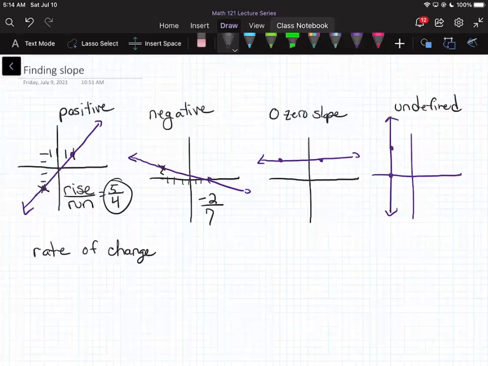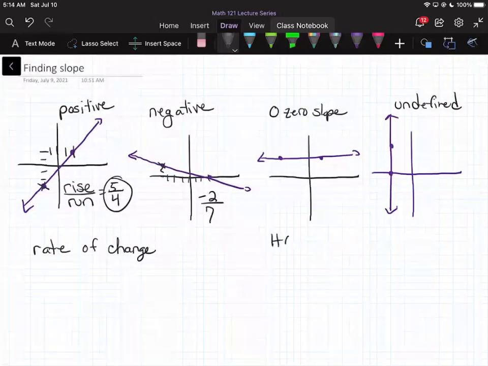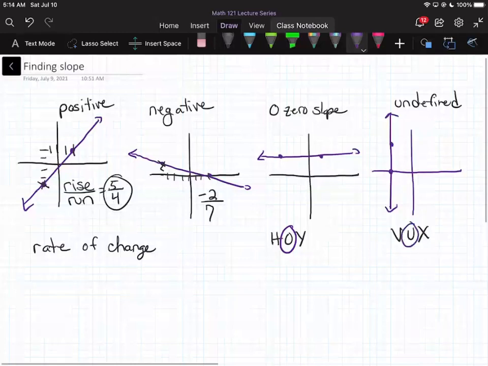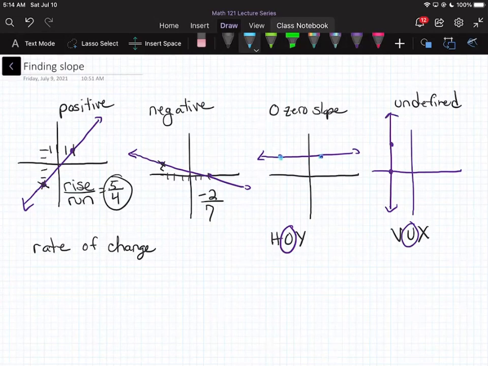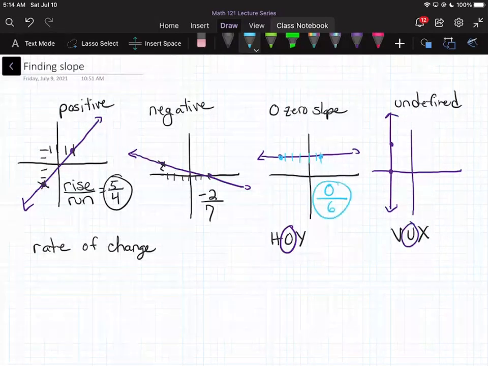If you remember from one of our previous videos, we talked about the words HOY and VUX. Remember, HOY stood for horizontal lines have zero slope, and vertical lines have undefined slope. But notice we can calculate the same thing by counting. Our rise here from this point to this point is 0. We don't go up at all. So our rise is 0 over, and then our run is 1, 2, 3, 4, 5, 6. But 0 over 6 is 0.